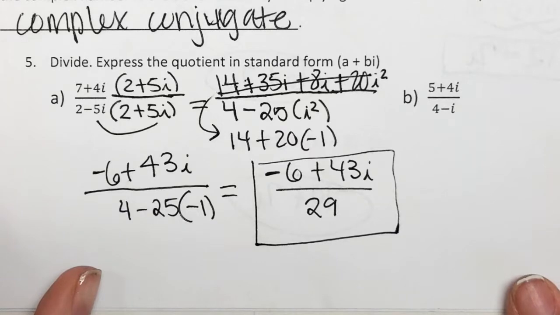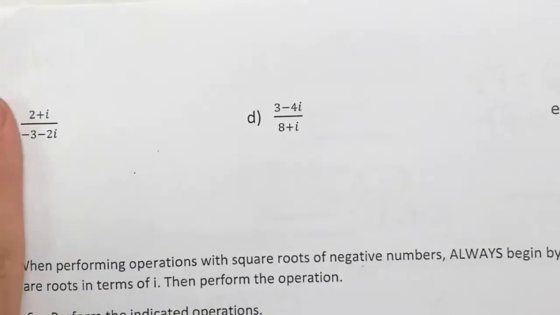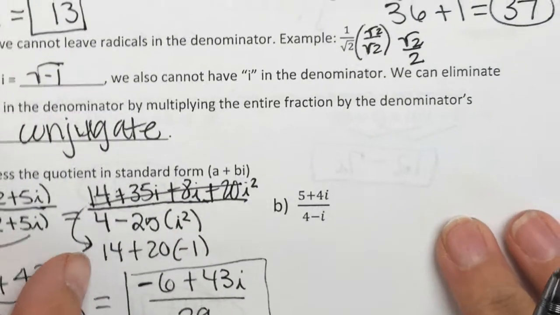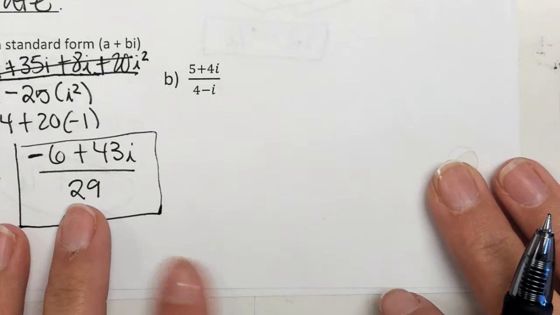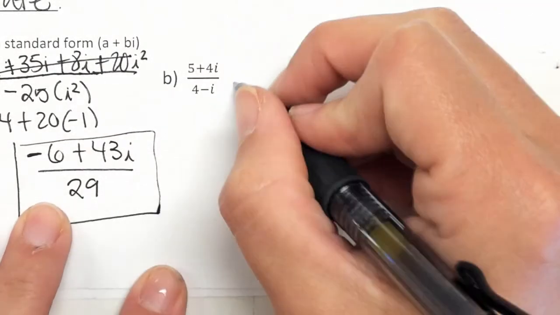Okay? Let's do the next one together. And I'm not going to make you do all of these. Go ahead and mark D out. Okay? So let's do B together, then you can try C and E on your own. So, tell me what I need to multiply the top and bottom by. 4 plus i.